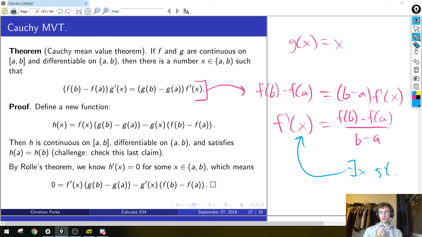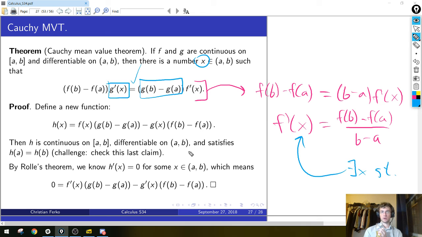So we call this the Cauchy mean value theorem because this is a generalization of the ordinary mean value theorem, where now it's not just any function x that you can plug in to get a relationship between the tangent line slope and the secant line slope. You can put in whatever function g you want, and you still can find a number x. You can still prove there exists a point x where this equation is true.